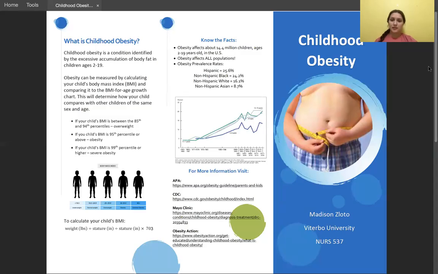Hi everyone. I chose to do my trifold education pamphlet on childhood obesity as this was one of the large needs of my well child. So, what is childhood obesity?